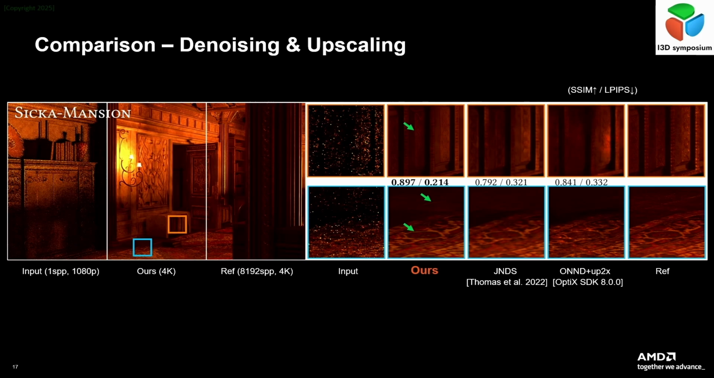Here we also show the two quality metrics, SSIM and LPIPS, and those numbers are better with our result as well. It's worth noting that this is from the test scene, so we don't include this scene in our training at all.